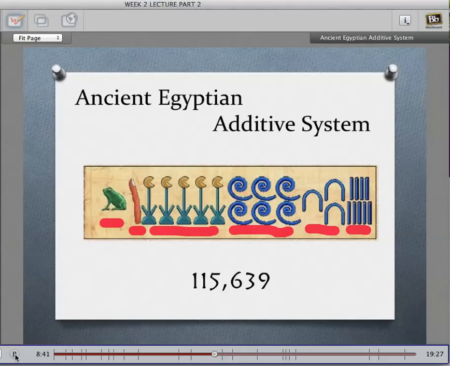It's not an efficient system. It's really easy to write numbers. You just put as many as you need. But it's not efficient. Imagine trying to add numbers together using this system. An additive system is very simple. The Egyptians had one and they used it for thousands of years.